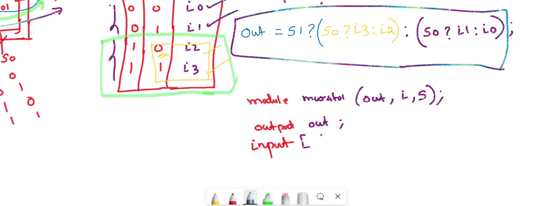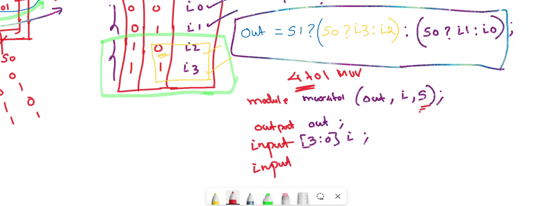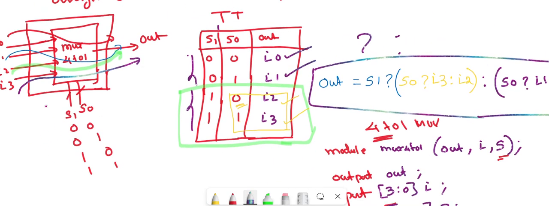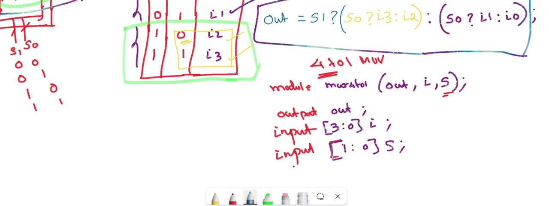How many inputs? 3 down to 0 I, because I0, I1, I2, I3. Then input S. What about S for 4 to 1 mux? How many inputs? 4. How many select signals? 2 select signals, so S is 1 down to 0. What is the meaning of this declaration? S0 and S1. This is the diagram, black box, truth table, and how to write the code.